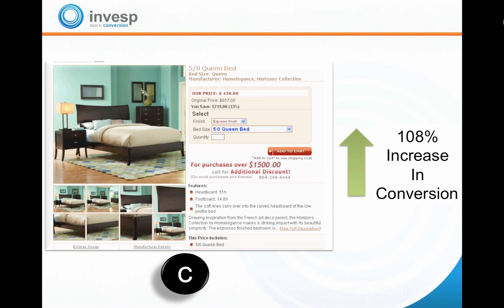However, design C actually generated a 108% uplift in conversions. So a significant increase in conversions. You're talking about doubling the amount of revenue that you are taking into the bank. So yes, those of you who selected design C, that is the design that won.